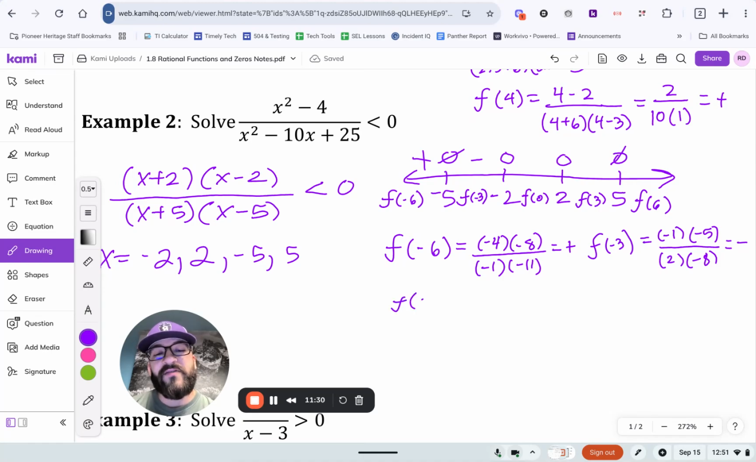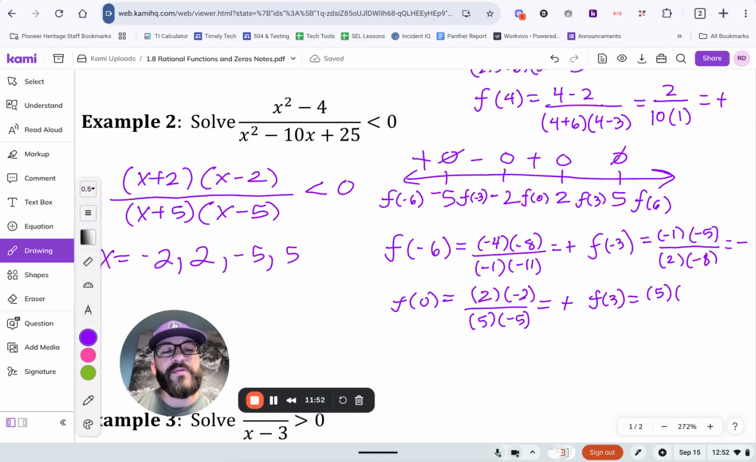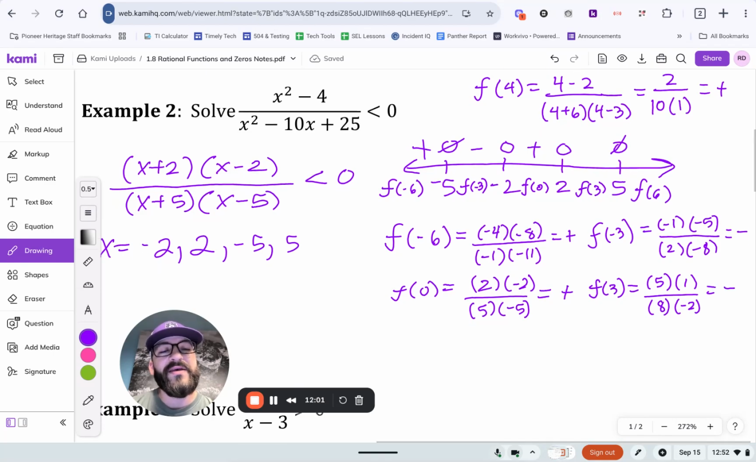Then f of 0, this one's the best because you just get to pull all the numbers. So 2, -2, 5, and -5. Even amount of negatives, so that one is positive. Then f of 3: 3 plus 2 is 5, 3 minus 2 is 1. 3 plus 5 is 8, but 3 minus 5 is -2, which would give us a negative.